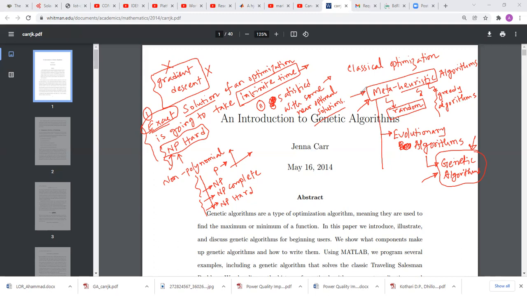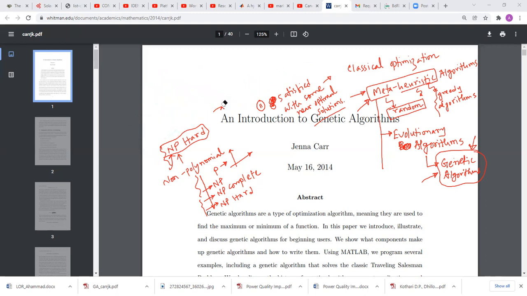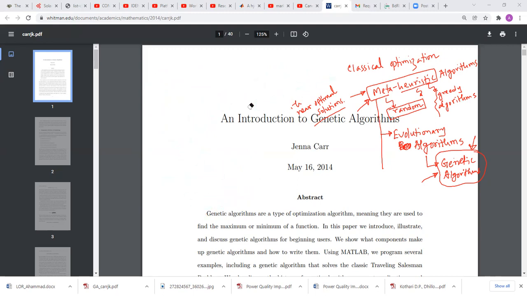Okay, so now this algorithm was actually adopted from the concept of natural evolution, okay? Because as the name says, you will find the evolutionary concept, and the concept says, in short, survival of the fittest. So this is the mantra for the evolutionary algorithms, or specifically for the genetic algorithm.